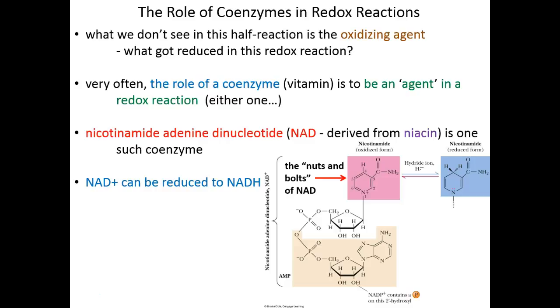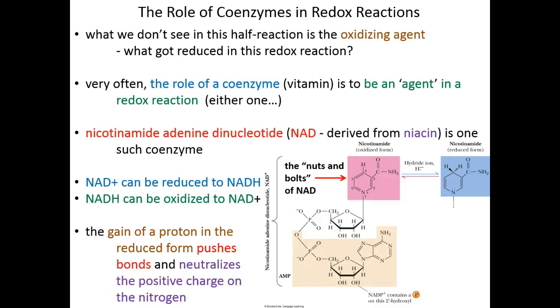When NAD is reduced, we refer to it as NADH or NADH plus H. In fact, NAD will carry 2 electrons. One proton will join the molecule, and the second proton will actually follow it around like a puppy dog. So NADH plus H is the reduced form of NAD plus, which is the oxidized form.